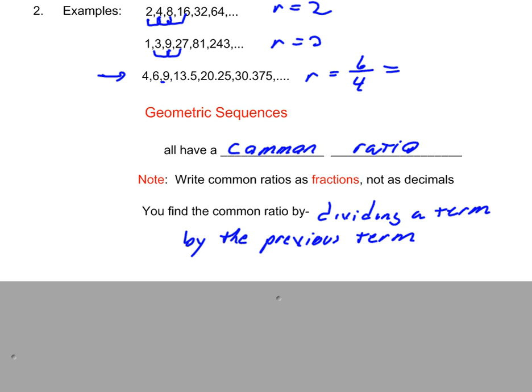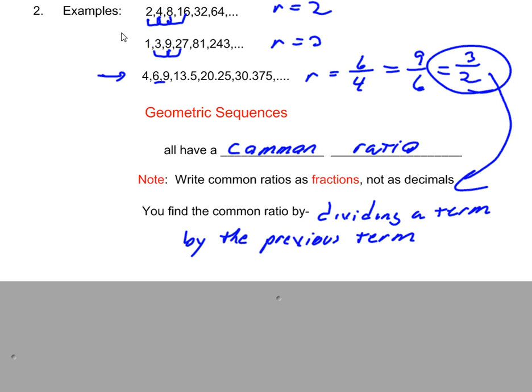Let's take 9 divided by 6. They all have to be equal to the same thing. We're going to reduce that fraction to just 3 halves. So we say that common ratio is 3 halves. It is also 1.5, but let's keep it as a fraction.